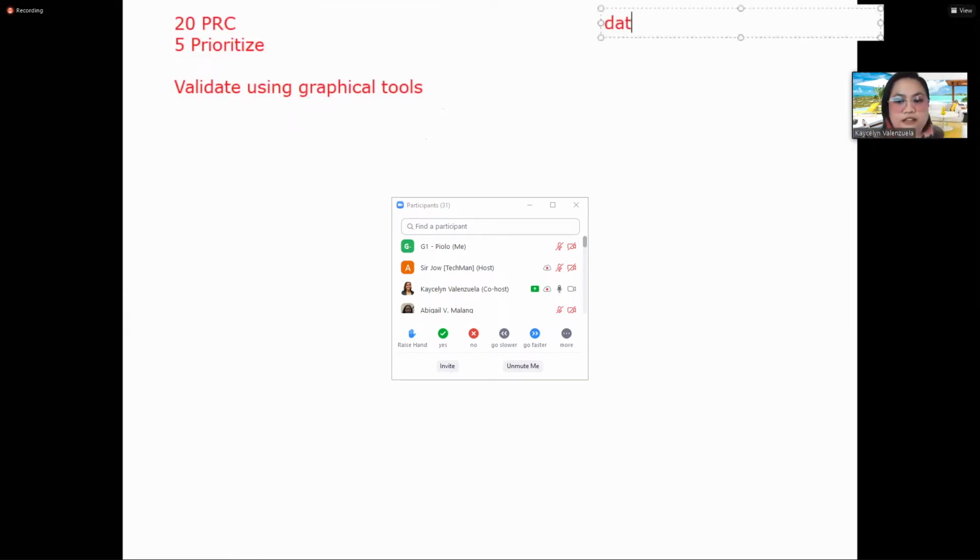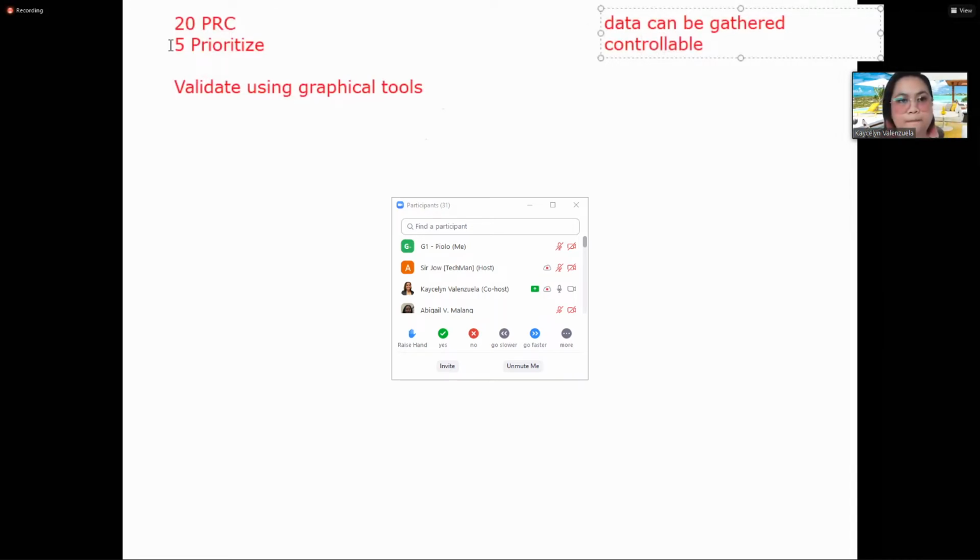If data can be gathered, tama? Or data is available. And if it is controllable. Imagine, yung 5 ko na identify na priority PRC, hindi ko kayang i-represent sa graphical tool. Sa palagay niyo, madali niyo siyang ma-analyze? Of course not. Diba?